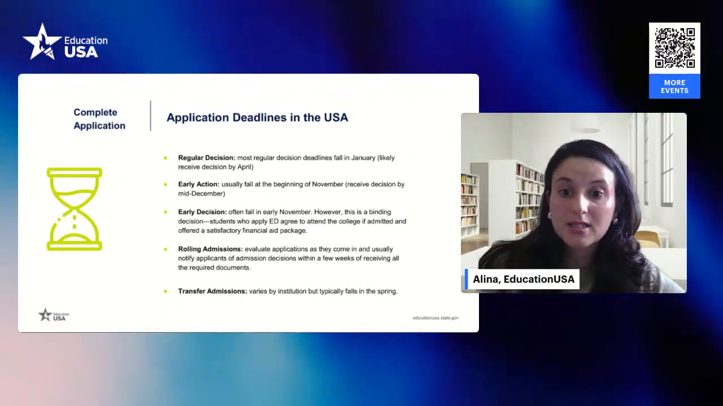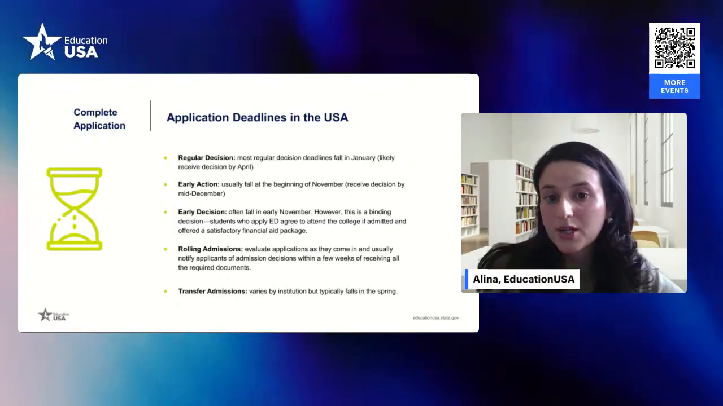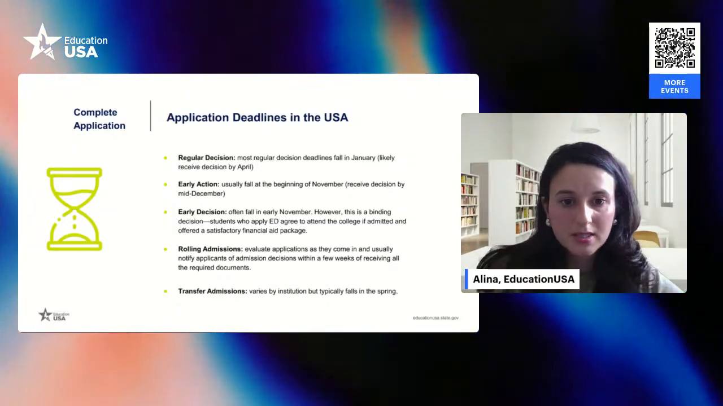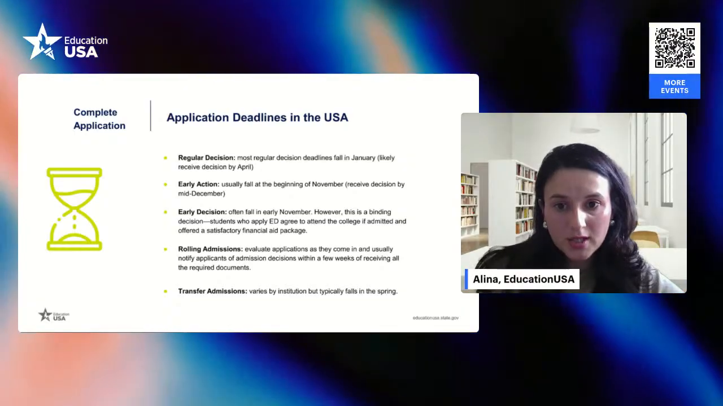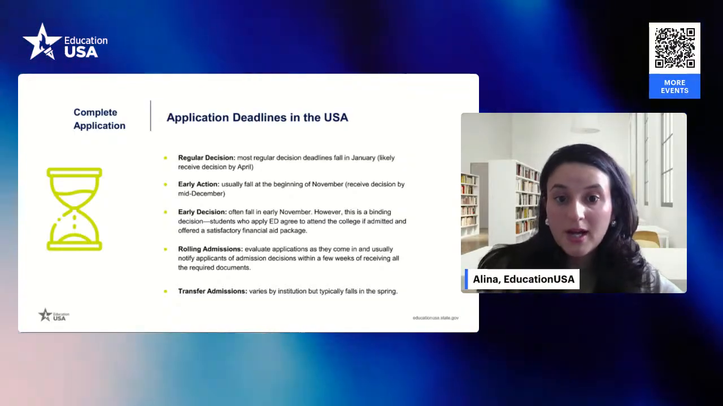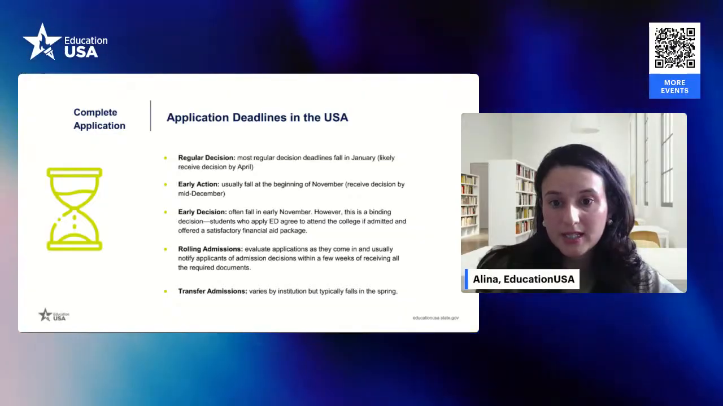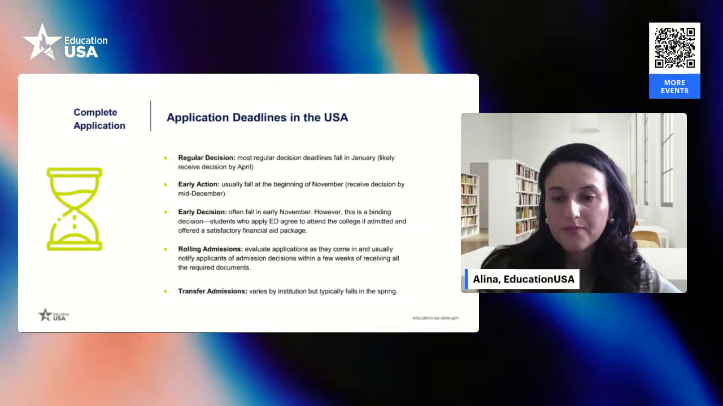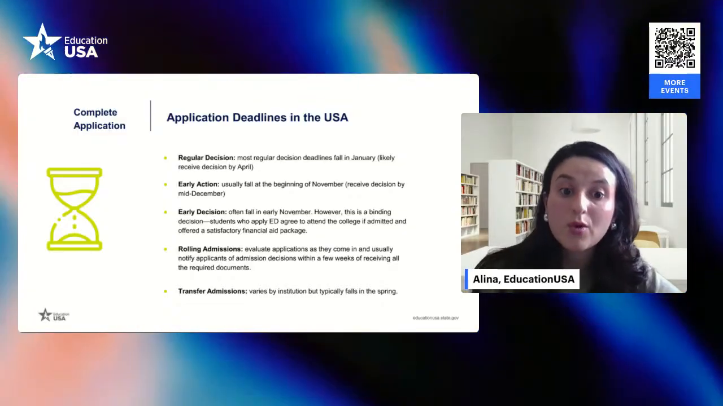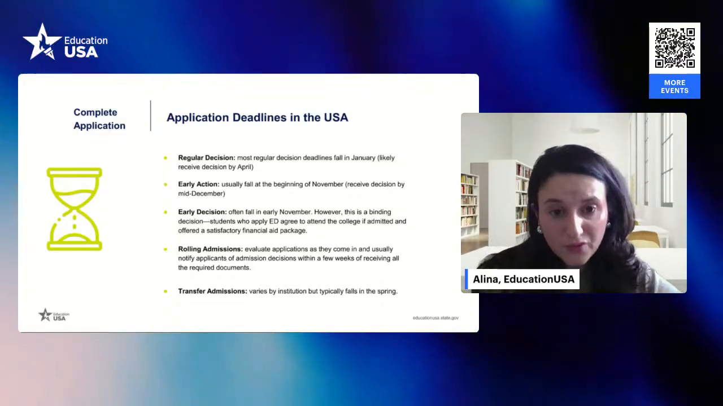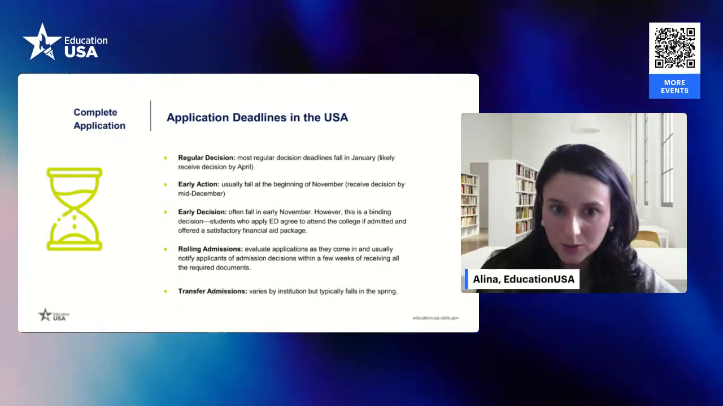Then the early decision that often falls in early November. However, this is a binding decision. Students who apply early decision agree to attend the college if admitted and offered a satisfactory financial aid package. So that's the vice versa of early action, where you can refuse the offer. For early decision, you need to agree to attend the college.